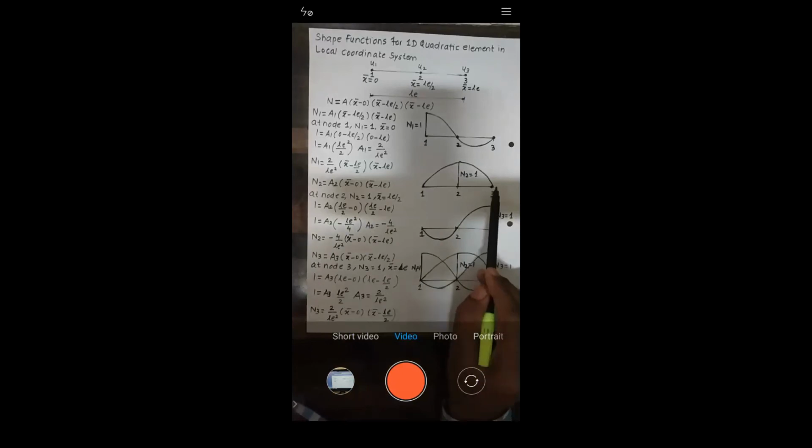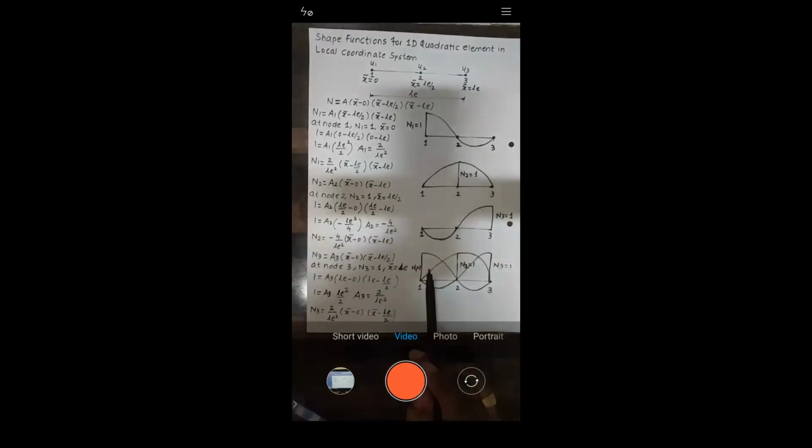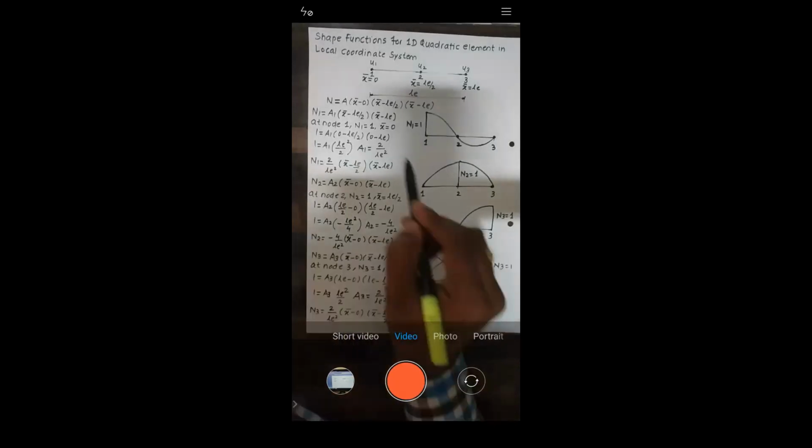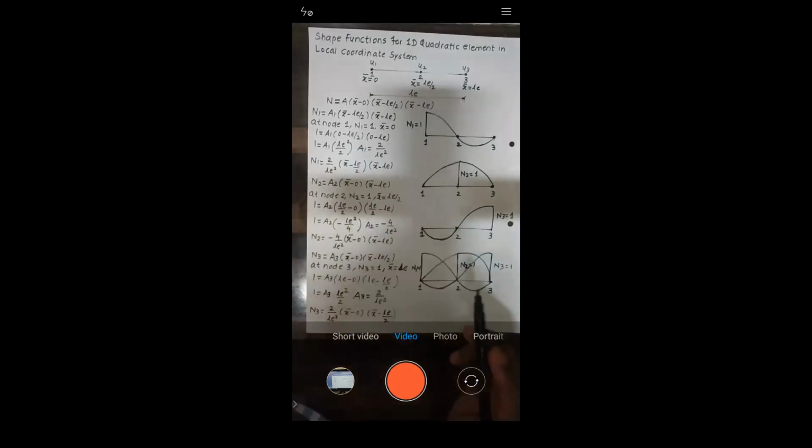This is the graph you'll get. A1, A2, A3 are nothing but constants, and from those constants we are calculating the shape functions. So if you have the shape functions, there is no need to have the constants. Ultimately, we are drawing the graph for shape functions, not for constants. Is it okay?